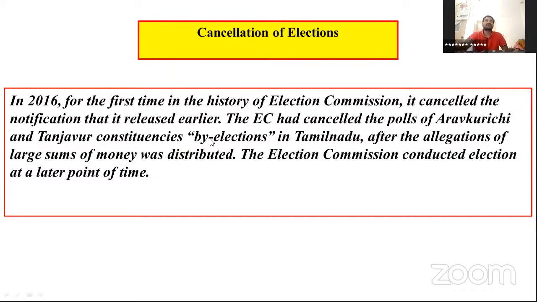Look at these two constituencies: Aravakurichi and Thanjavur. Party candidates and contesting candidates distributed huge money to the voters. These are also treated as election malpractices. So the Election Commission cancelled the first notification in 2016 in its history.